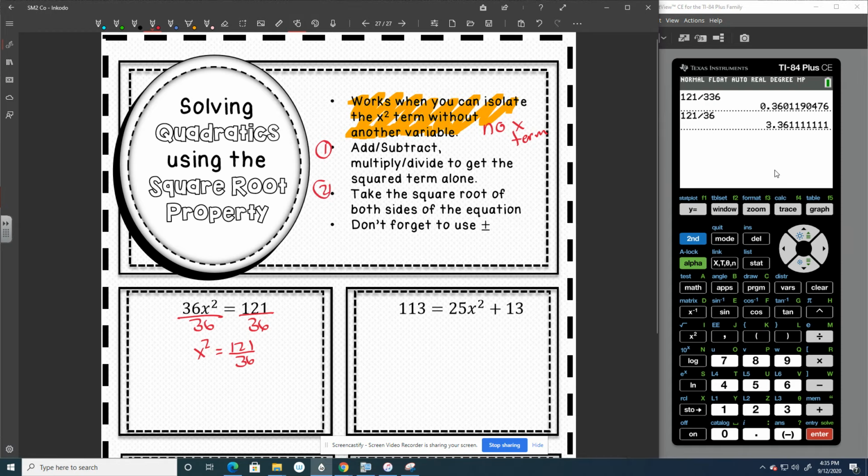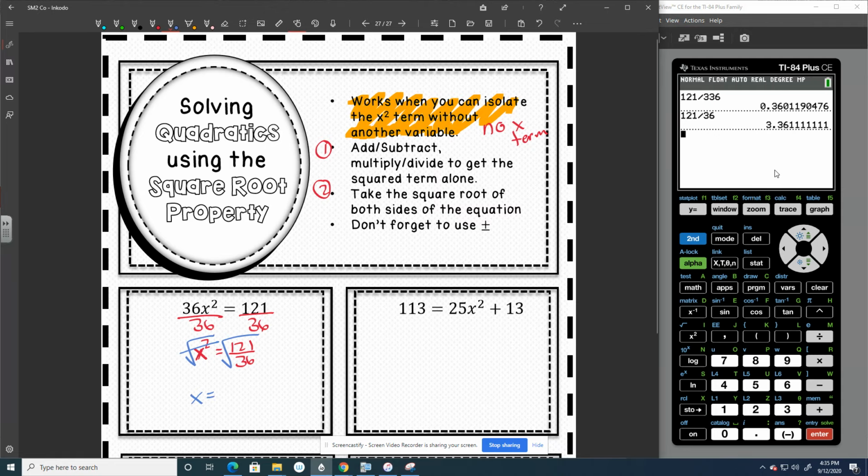Step 2 is to take the square root of both sides, because I'm trying to figure out what x is. Remember, that's what we're looking for. Our solutions are what x makes this equation true. So to get rid of that squared, my next step is to take the square root of both sides. So when I square root a square, that cancels out and I'm just left with x.